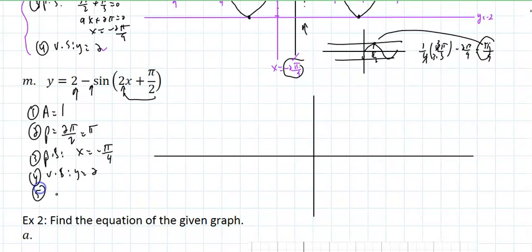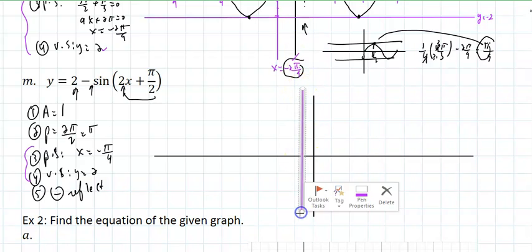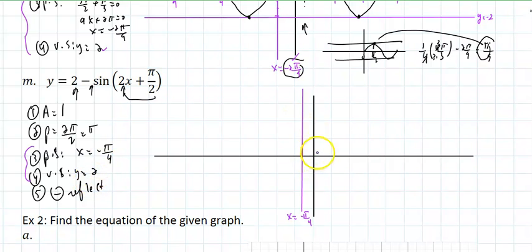And 5, we have a negative, so we need to reflect. So I start with my shifts first. Negative pi over 4, I'm going to say it is right here. And I label that clearly. X equal negative pi over 4. Go up 2 units, 1, 2.